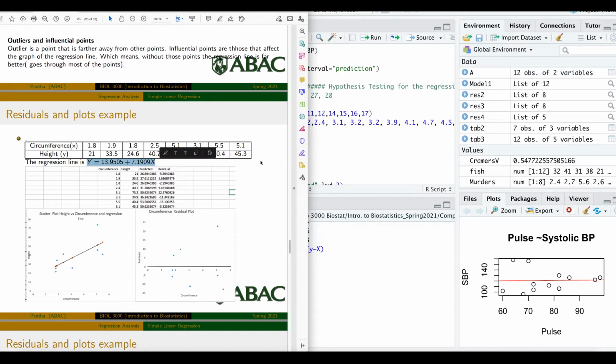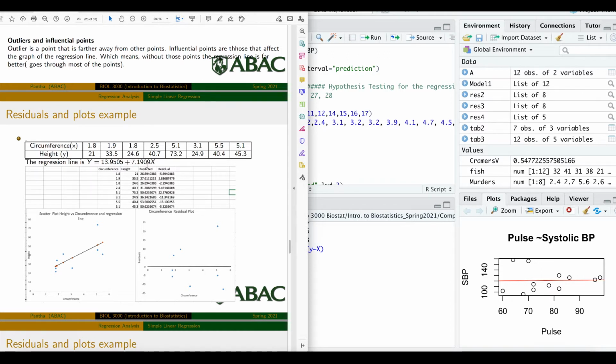Now, if you want to find the error, let's say this way. If you plot x and y as a scatter plot, this is what you get. You see that? This is the scatter plot. All these blue dots are the scatter plot. But if you find the line and plot the line, this is what you get. The black line is the line y equals 13.9505 plus 7.1909x, okay?